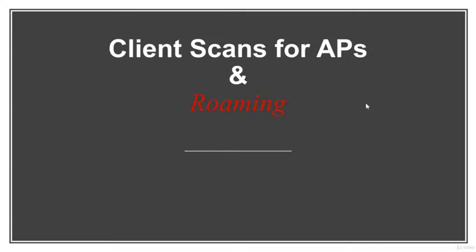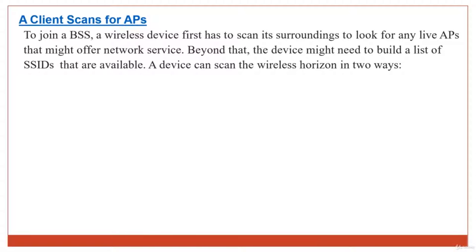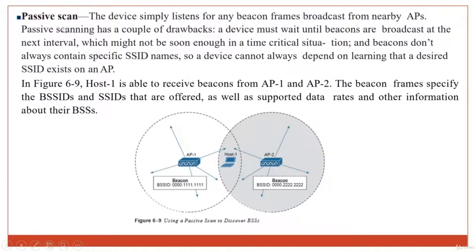Let's understand the client scans for AP and the roaming feature. We have already discussed beacon and probe. We know what is meant by passive scan. Passive scan means the access points send their beacons to the host at some time interval, offering their network to the host. Now it is up to the host to select that network and then do the authentication and association.